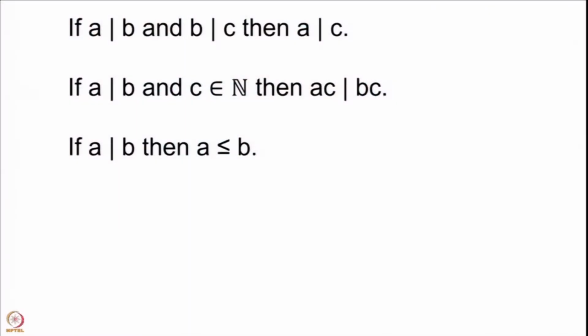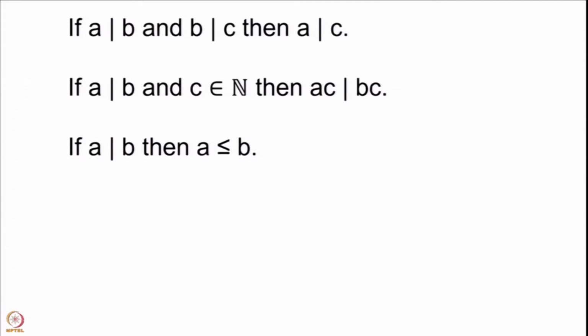Okay? These are the three properties. What does the first property say? It says that if you have A dividing B and B dividing C, then A divides C. This is encoded by saying that the order relation is transitive. If A divides B and B divides some another natural number C, then A should divide C.